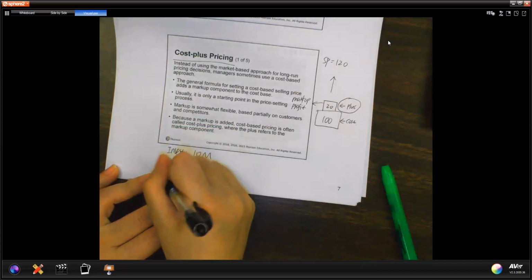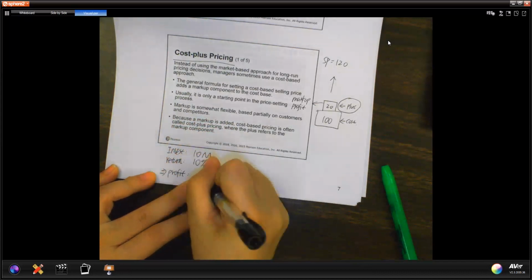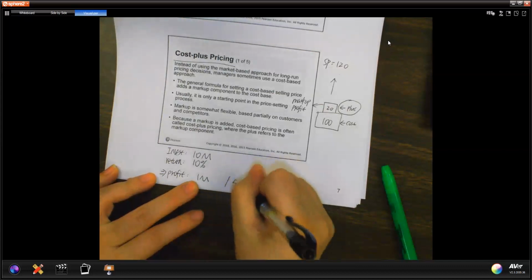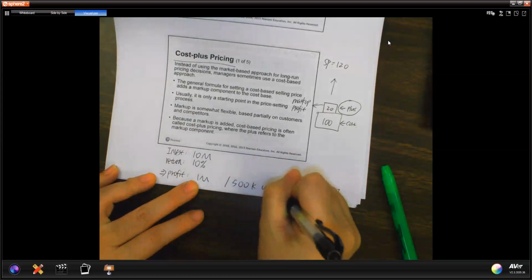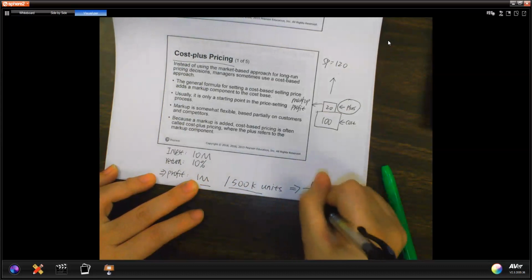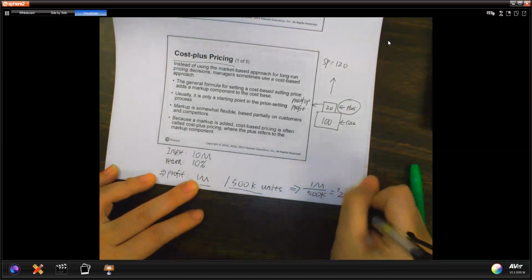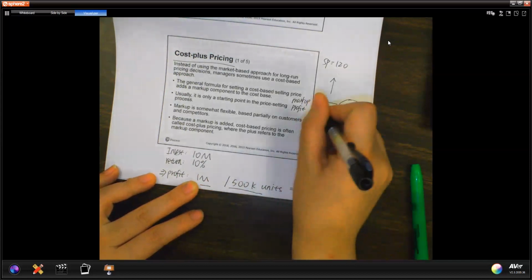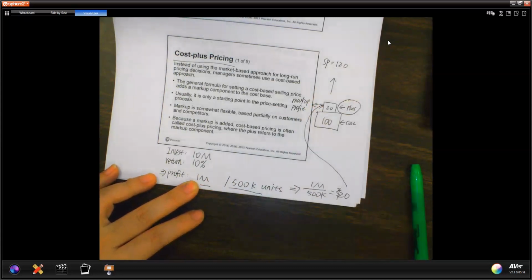Therefore, your total profit, right? Every year you have to earn $1 million. Because you invested 10 million, you won't get 10% as return. So every year you have to get $1 million. So let's say you have 500,000 units, okay? Therefore, for each unit, you have to require $20 as the profit. So this $20 is your markup, is your profit for that product, is the plus.